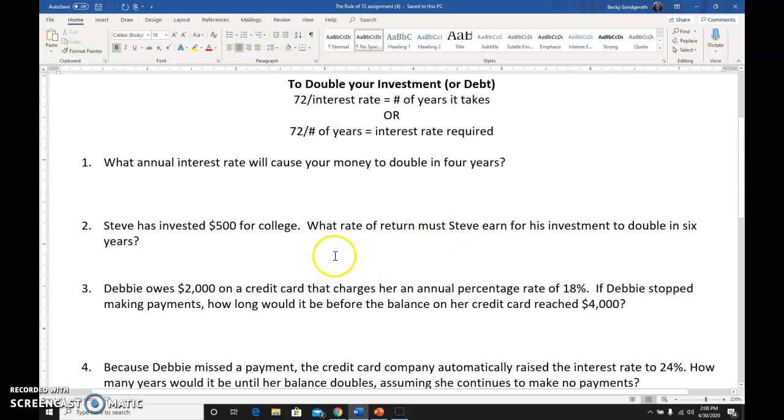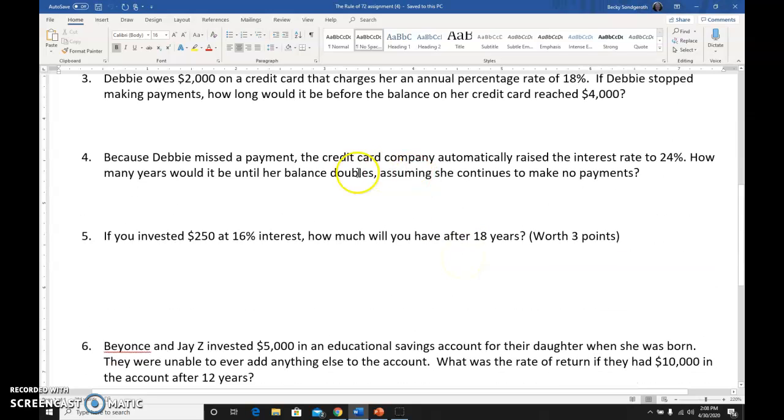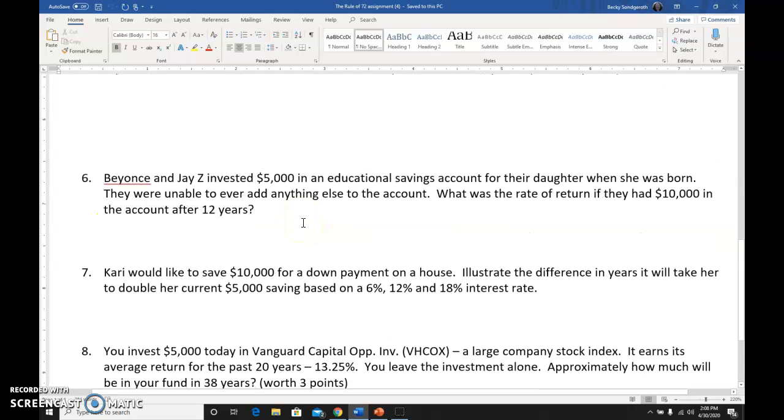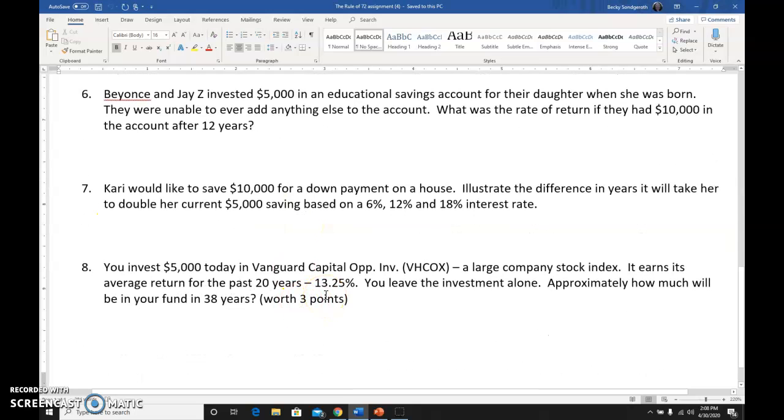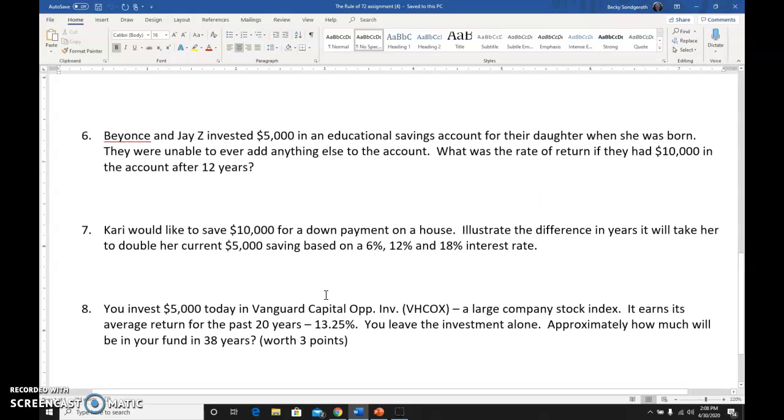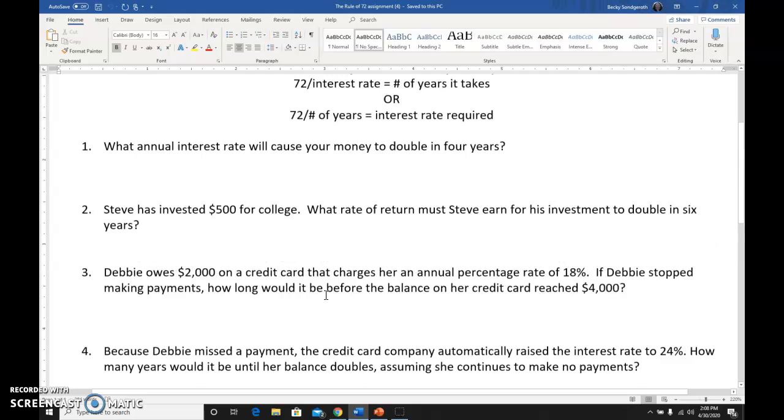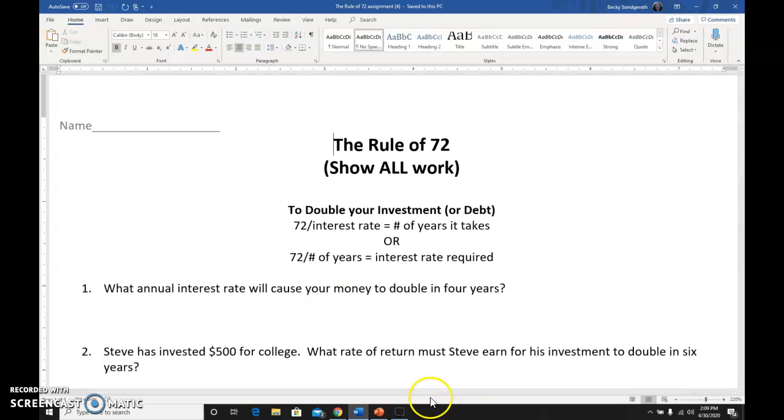Okay? And if you notice, number 5 and number 8 are worth 3 points because it's going to be more detailed, calculating it and showing all your doublings like we did in the example. So pay attention to what it's asking for in each of these questions to figure out which one of these you're using. But what I know is 72 is always in the numerator.